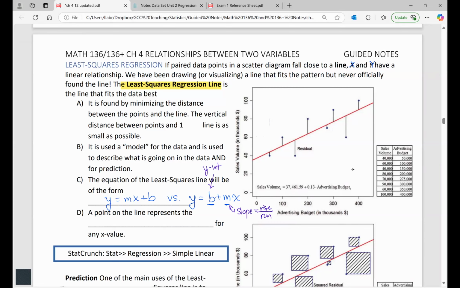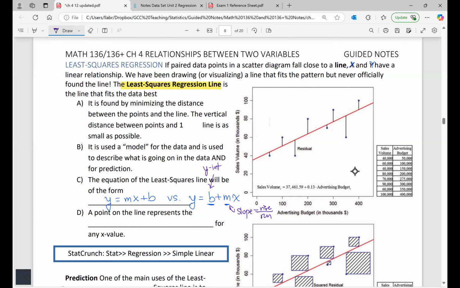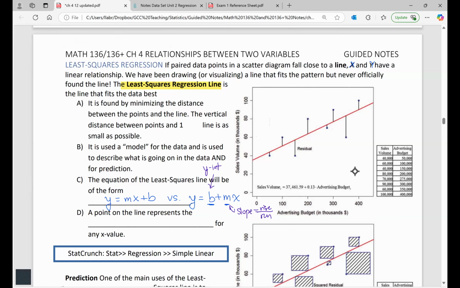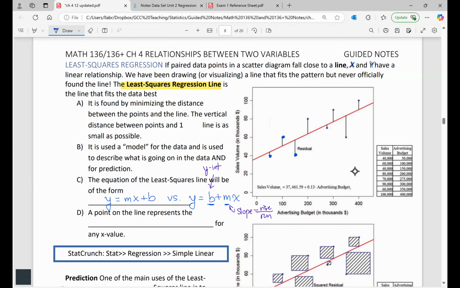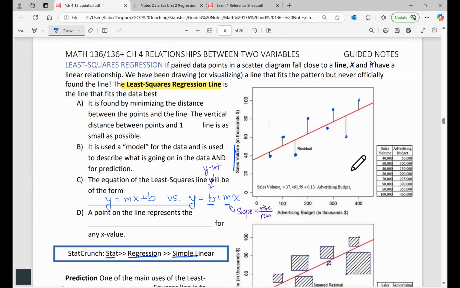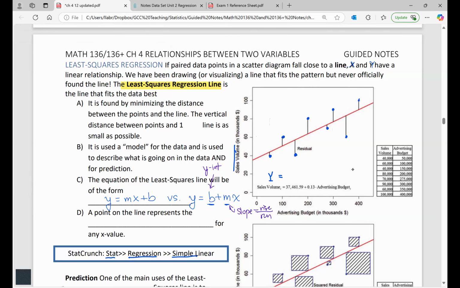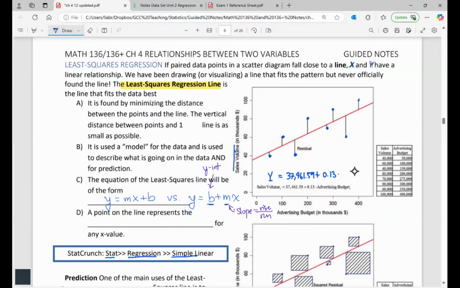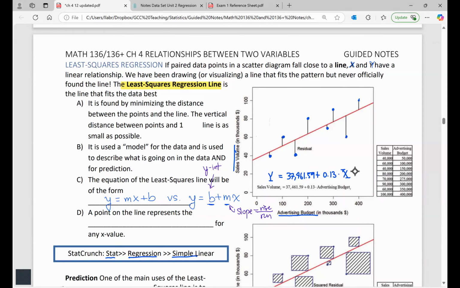It's so easy, in fact, that this is the way it's going to work. If I were to give you this actual data set, x, y, x, y, you're simply going to go to Stat, Regression, Simple Linear, and in that output, you're going to see sales volume. Notice sales volume is the y variable. So in reality, we have that y equals 37461.59 plus 0.13 times advertising budget. Advertising budget is the x variable right there.